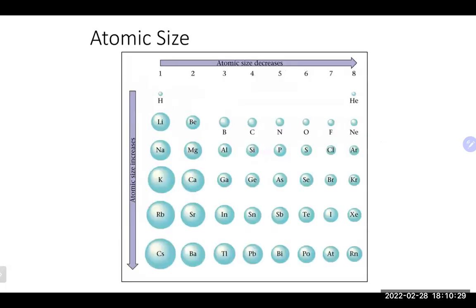The other important thing is atomic size. It gets smaller as you go up and to the right on the periodic table. The size gets larger as you go left and down on the periodic table.